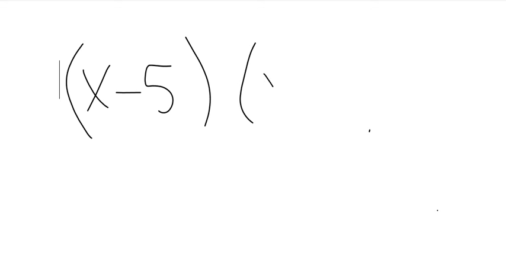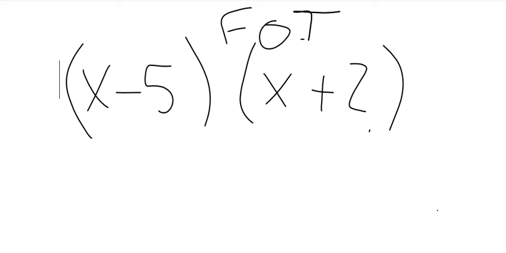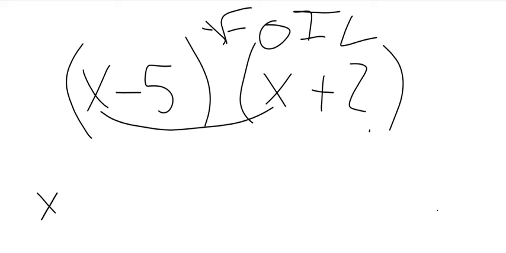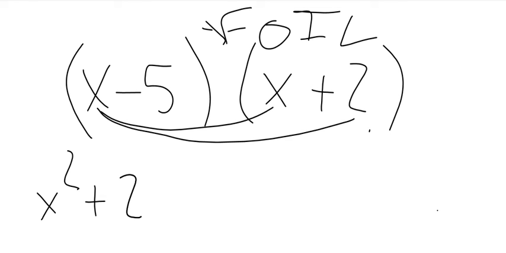Let's say we have, I don't know, x minus 5 and x plus 2. Remember, FOIL. What do we do in this situation? F, first, x times x, x squared. Second, outer, x times 2. You add that, 2x.